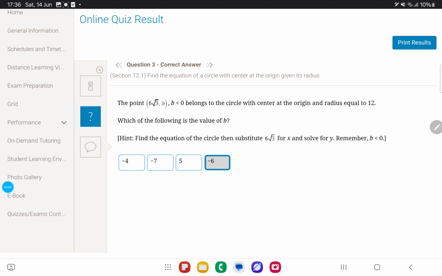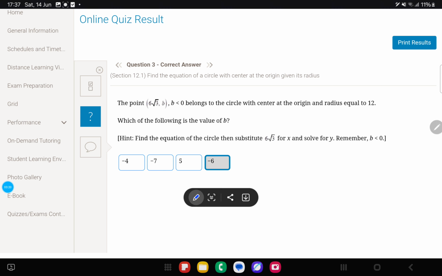The point (6 radical 3, b), with b less than 0, belongs to the circle with center at the origin and radius equal to 12. Which of the following is the value of b? Before we solve, let's read the hint. Find the equation of the circle, then substitute 6 radical 3 for x and solve for y. Remember, b is less than 0. They're so nice here. They give us exactly how to do the question. So let's follow the hint.